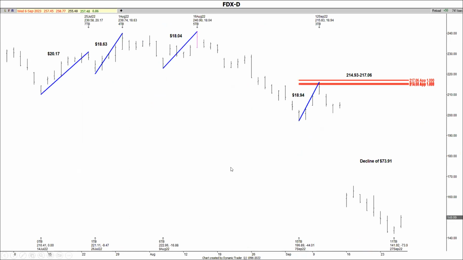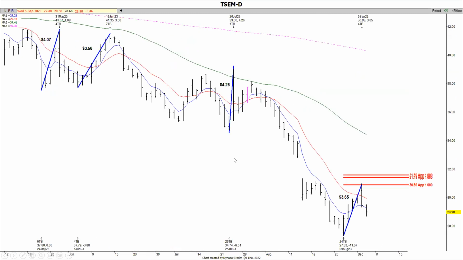As far as FedEx, here is another example of resistance, right? Had a low at 14th of July to the high of 25th of July. That move was $20.17. Low from the 26th of July to the high of 1st of August, $18.63. Low from the 9th of August to the high of 16th of August, $18.04. And I projected them from the 7th of September, low, high to the more recent low to give me this setup zone, 214 to 217. And that was a nice short setup there, decline of almost $74.